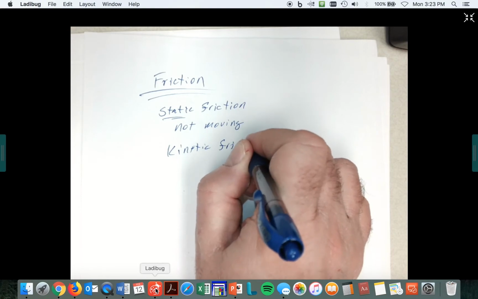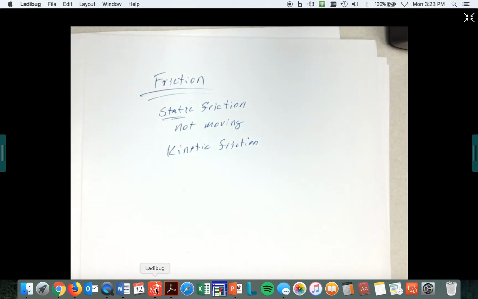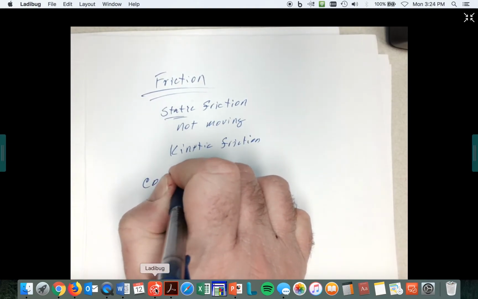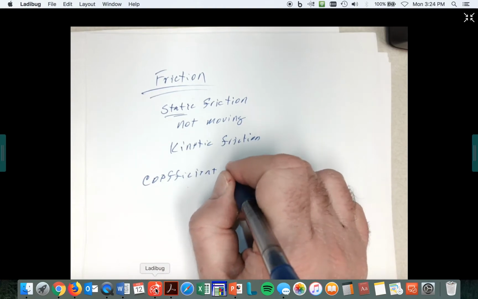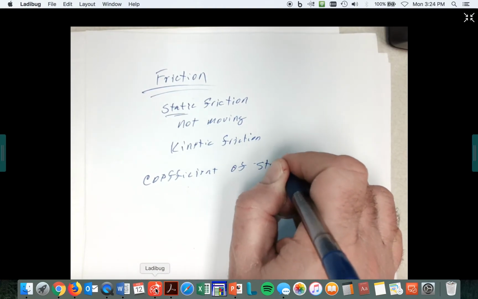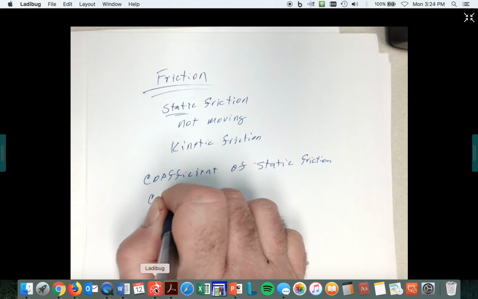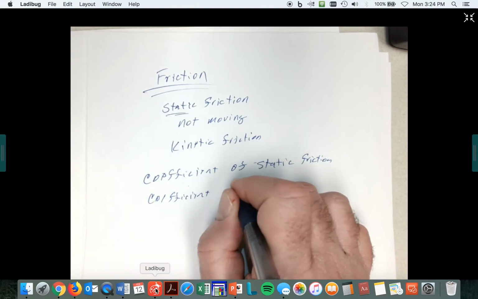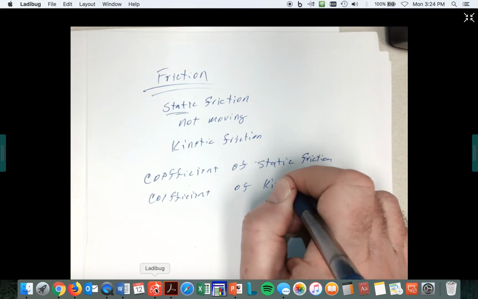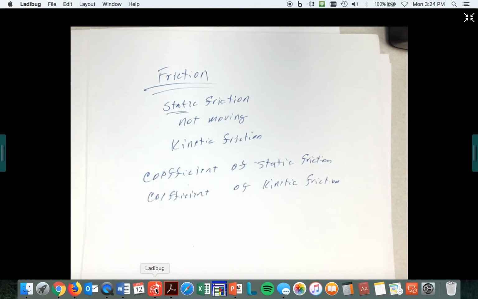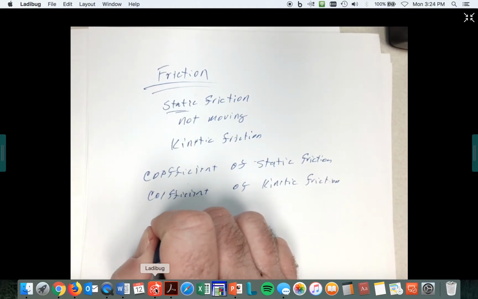And all kinds of different surfaces have different frictions. And here's the other term: coefficient of static friction and coefficient of kinetic friction, moving. These depend on what the substance is. Like, say, for snow with a fiberglass ski, the coefficient of kinetic friction, which we'd call mu of K.